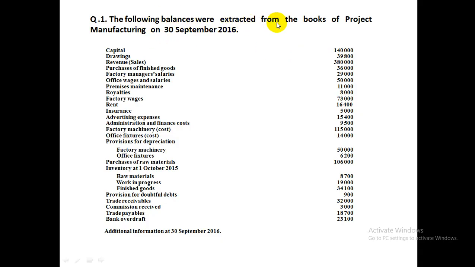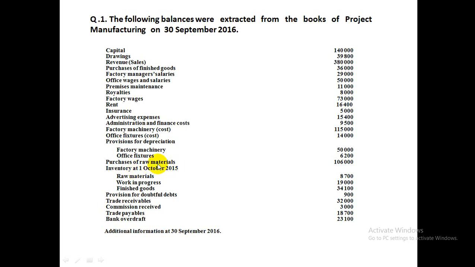The following balances were extracted from the books of Project Manufacturing, 30th September 2016. Capital, drawing, revenue, all are given. Purchases of finished goods, factory manager salary, office wages, premises, royalties, which is one of the important components of direct expenses and should be taken in manufacturing account, is given. Factory wages, which are also known as direct labor, rent, insurance, advertising, all these income statement expenses are given. Factory machinery, office fixtures, these are non-current assets. Provision of these two are also given.